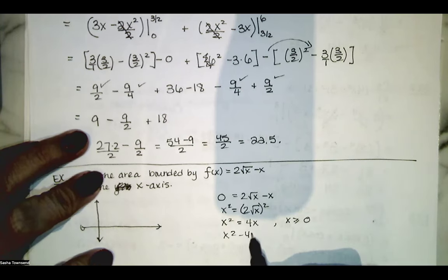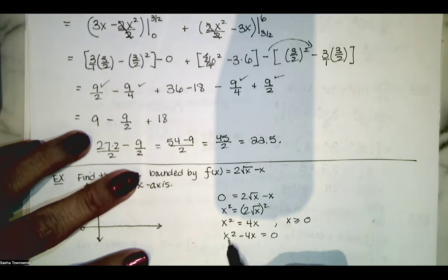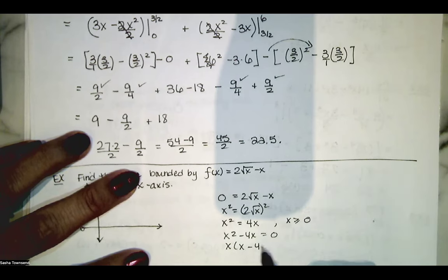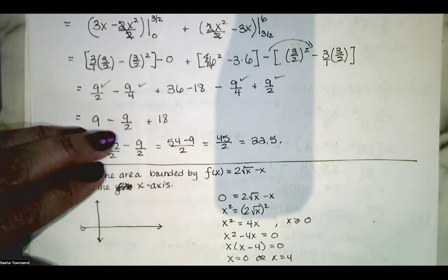I'll subtract 4x from both sides, and then we see that it factors. X squared and 4x have a factor of x in common. X times x gives me x squared. X times -4 gives me the negative 4x. And if that times that equals 0, either x equals 0 or x equals 4. So those are our intercepts.